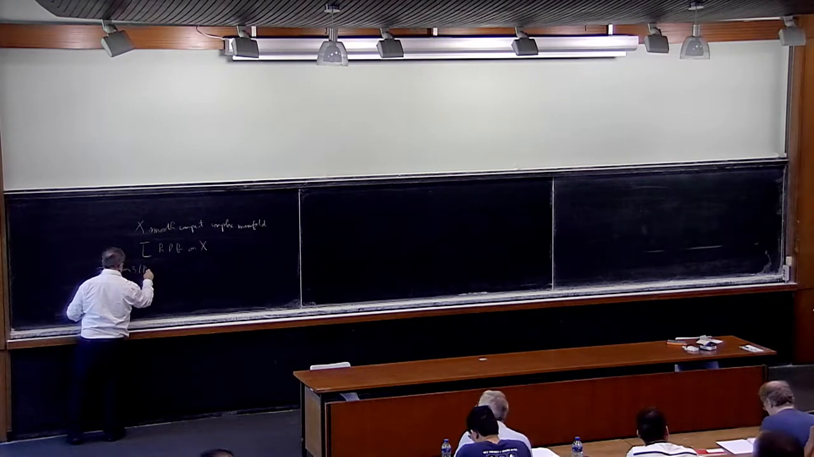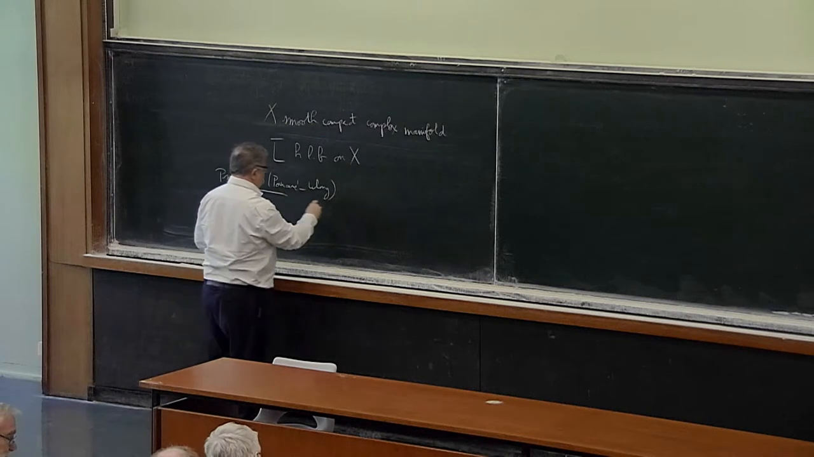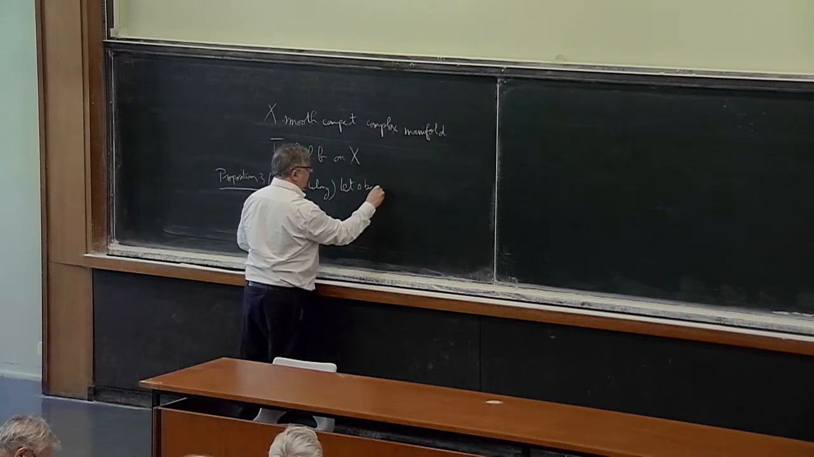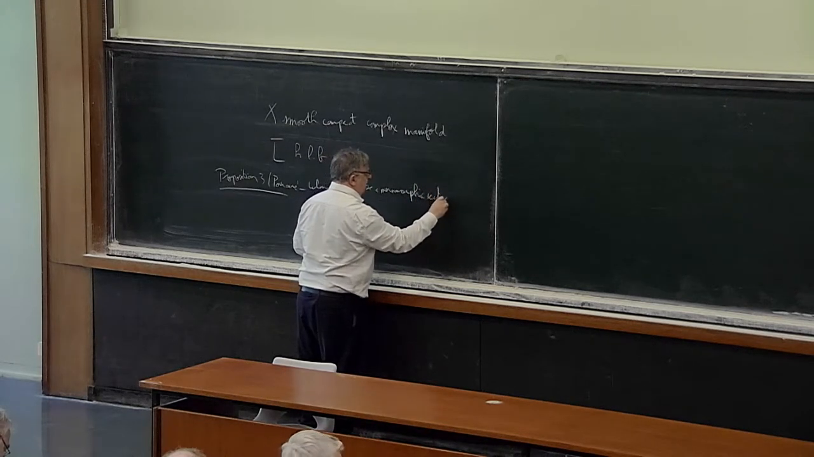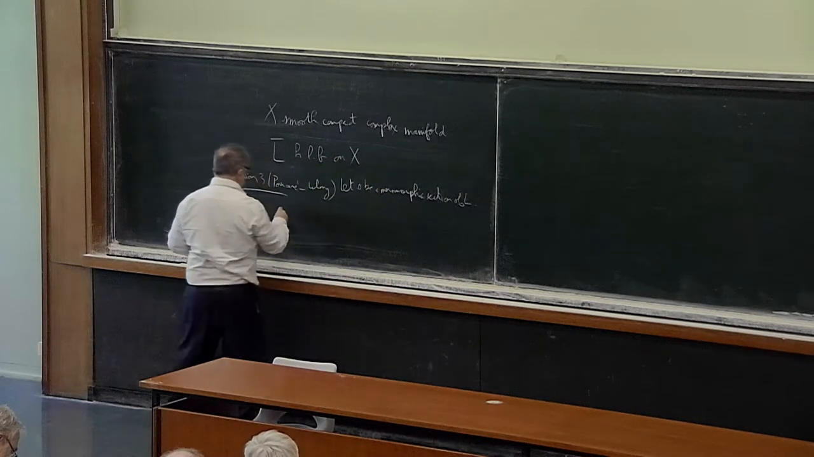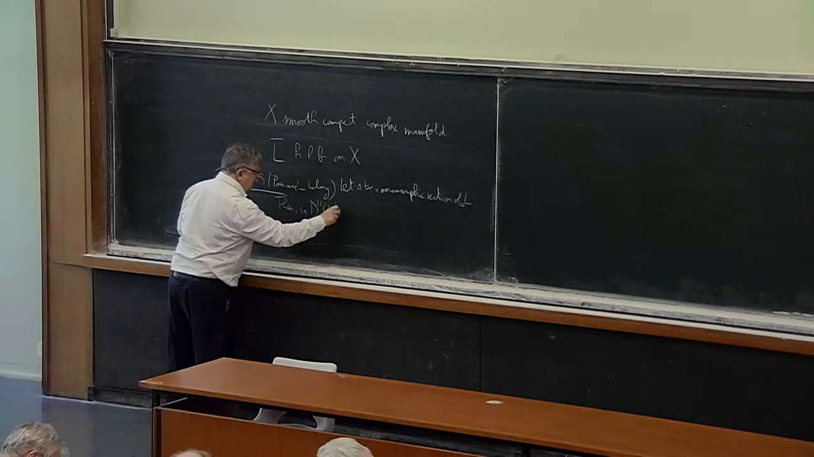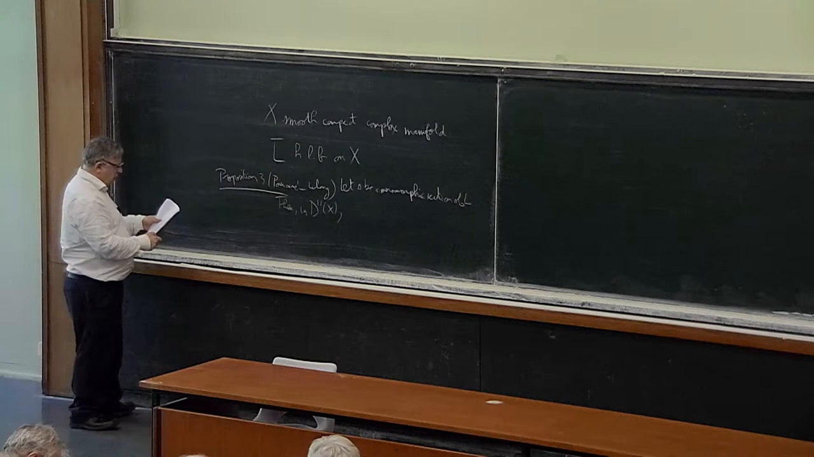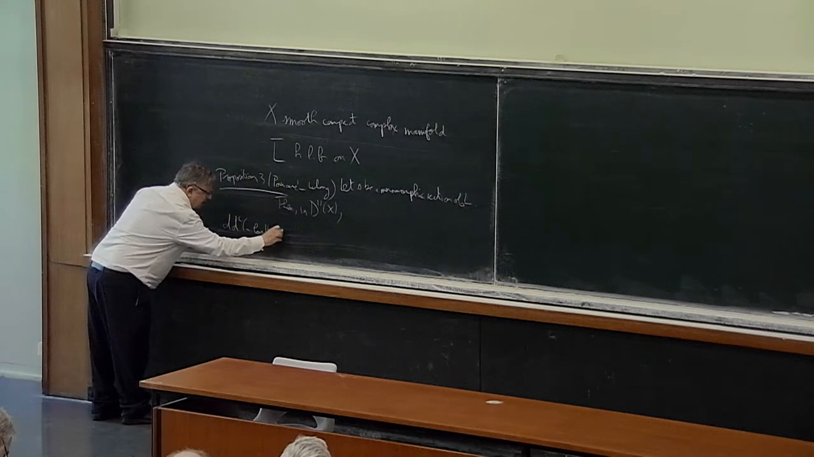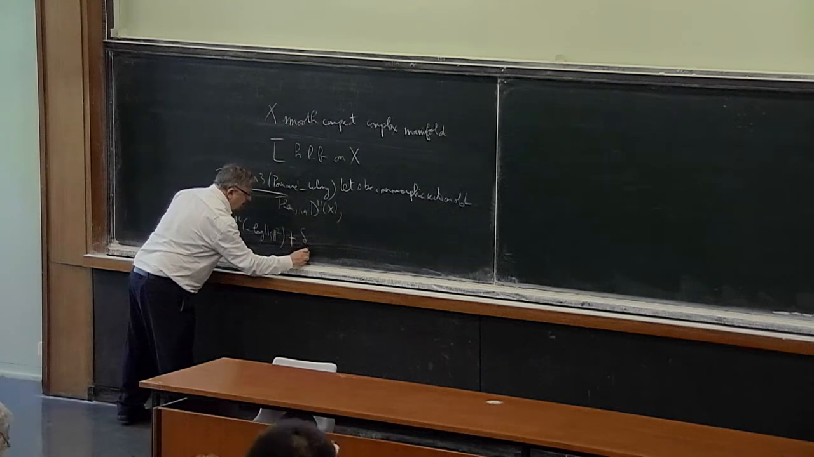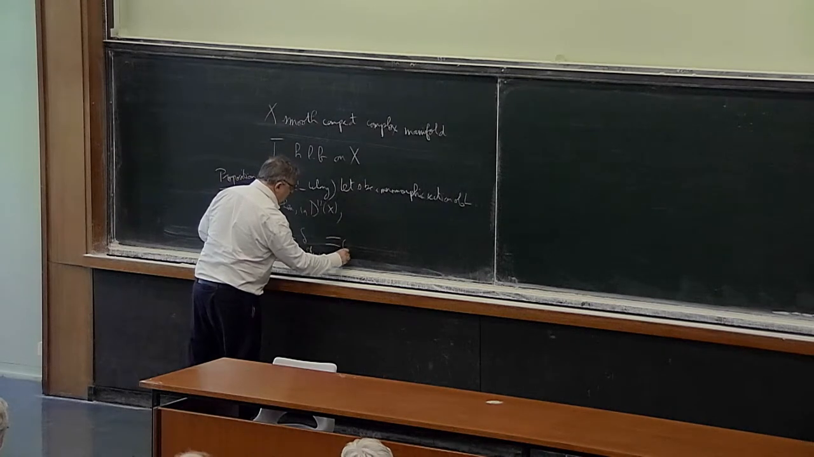By Poincaré-Lelong, let S be a meromorphic section of L on X. Then we have an equation of currents of type (1,1). In this vector space of currents of type (1,1), we have the equation ddc of minus log norm of S squared, plus integration on the divisor of S, which is a current, is equal to the form C1 L bar.